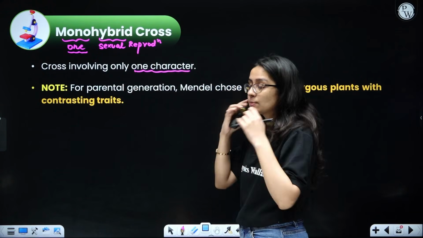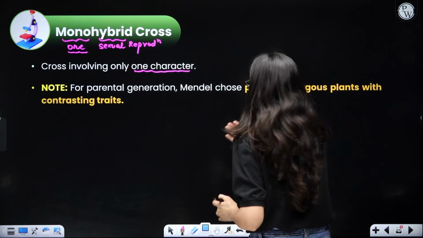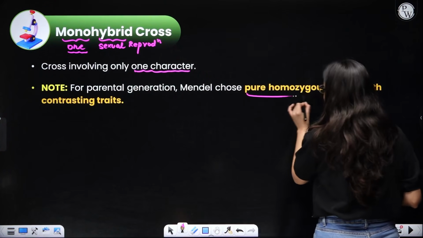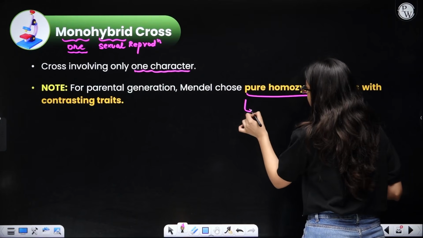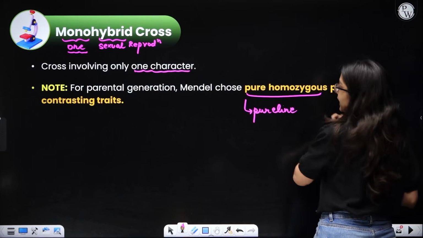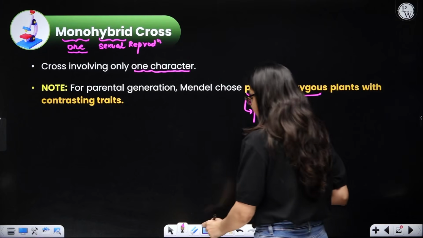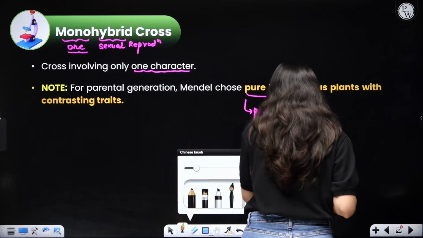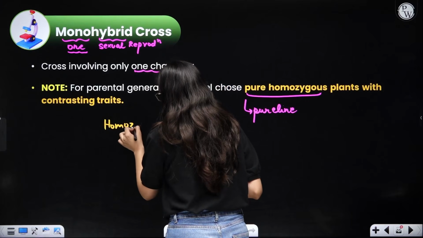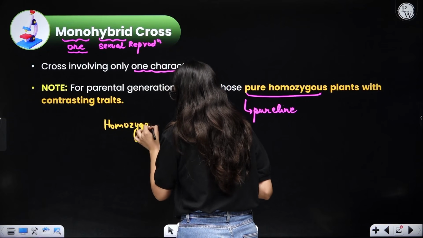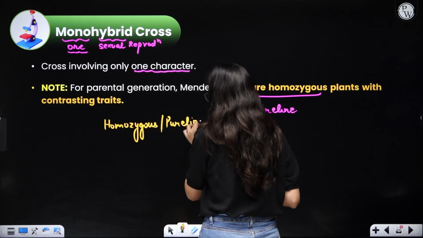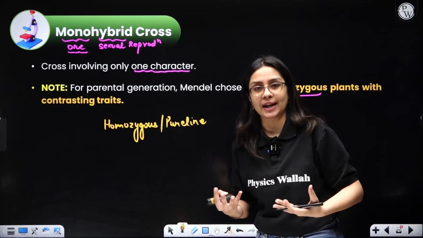Again, a note that is being given is for the parental generation, Mendel chose pure homozygous plants. Now what does pure homozygous mean? Sometimes it could also be written in books as pure line. What does pure line or pure homozygous mean? A pure homozygous simply refers to the term that it is homozygous. Homozygous or pure line is one and the same thing. It is simply a homozygous condition, that it is a pure line.